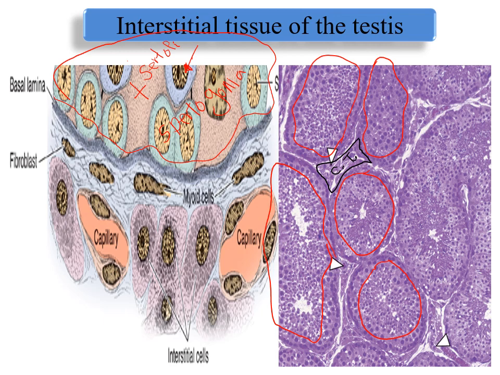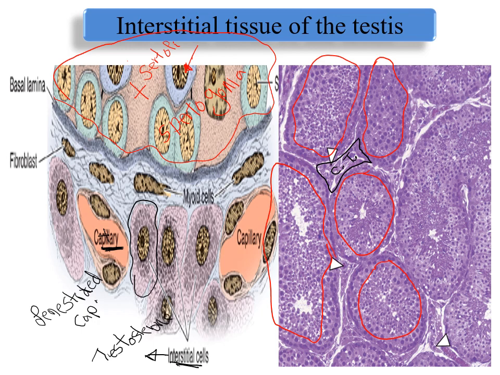But in this connective tissue as well, you can see you have capillaries. These capillaries are fenestrated capillaries. Because besides this capillary, you have a cell called interstitial cell of Leydig. Interstitial cells secrete testosterone, so it is considered an endocrine gland. Thus, this testosterone is secreted into the fenestrated capillary.